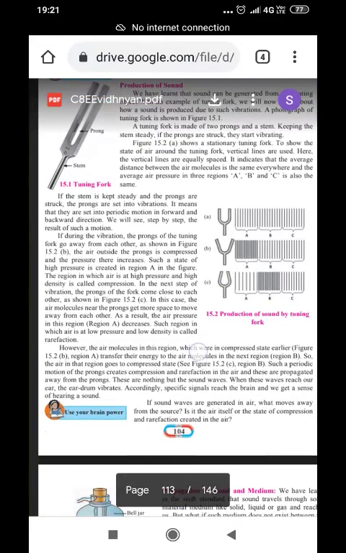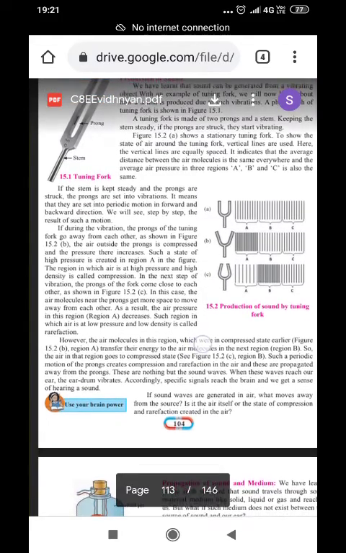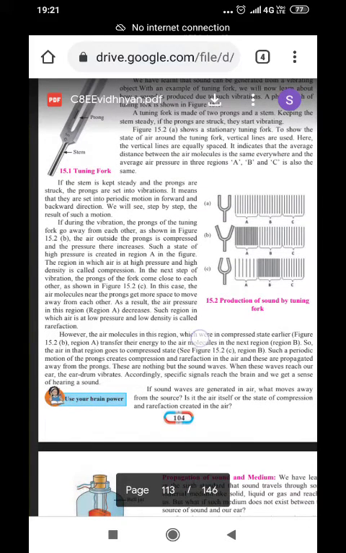The photograph of a tuning fork is shown in figure 15.1. A tuning fork is made of two prongs and a stem. Keeping the stem steady, if the prongs are struck, they start vibrating.